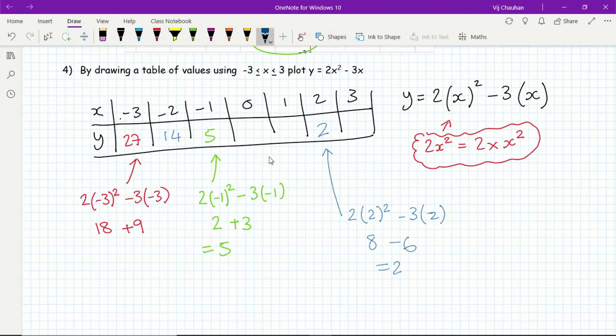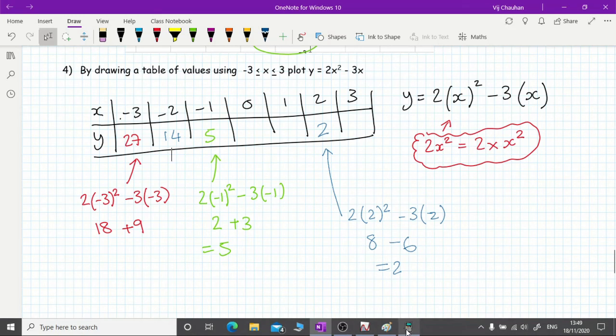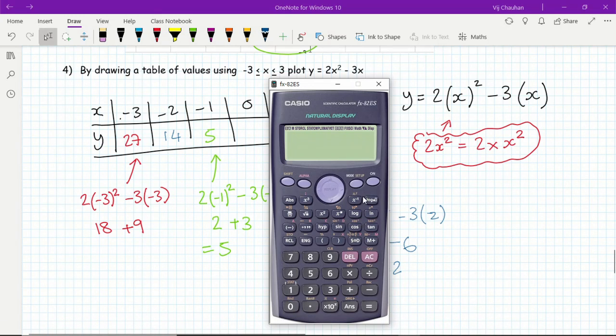But again, if I want to do my table of values on the calculator, then all I need to do is press the table function, so press setup, and press option 3 for the table.